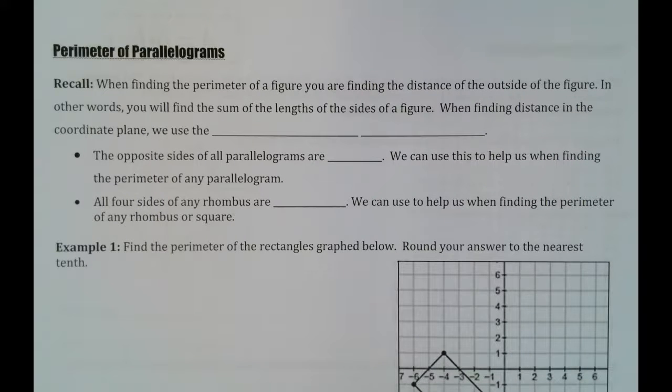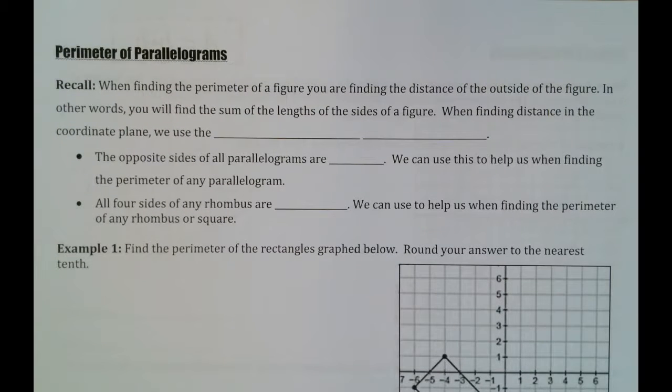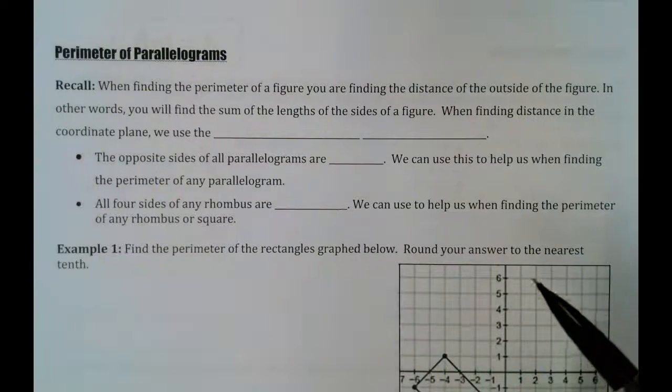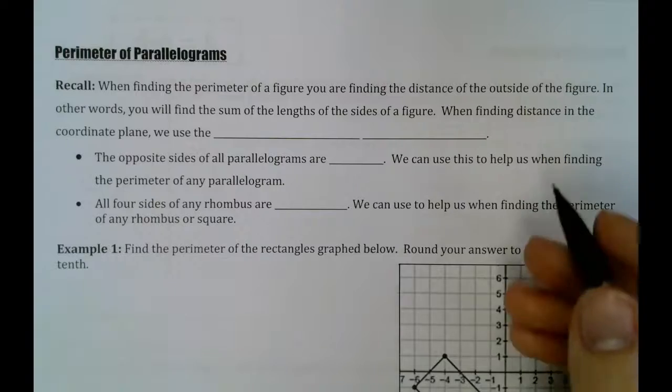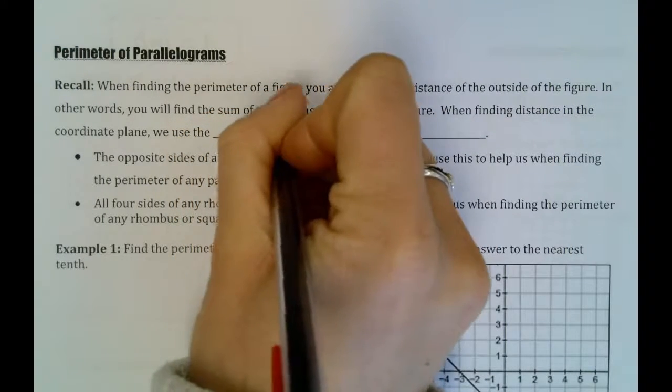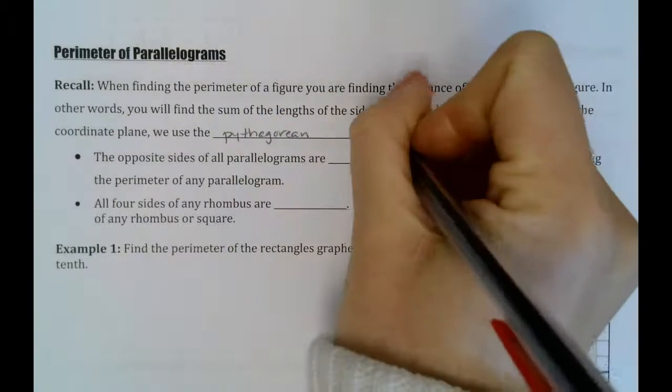Okay, group, let's talk about the perimeter of parallelograms. When finding the perimeter of a figure, you're finding the distance of the outside of the figure. So remember, perimeter is basically we add up all of the sides. And so when finding the distance on a coordinate plane, we're going to use the Pythagorean theorem.